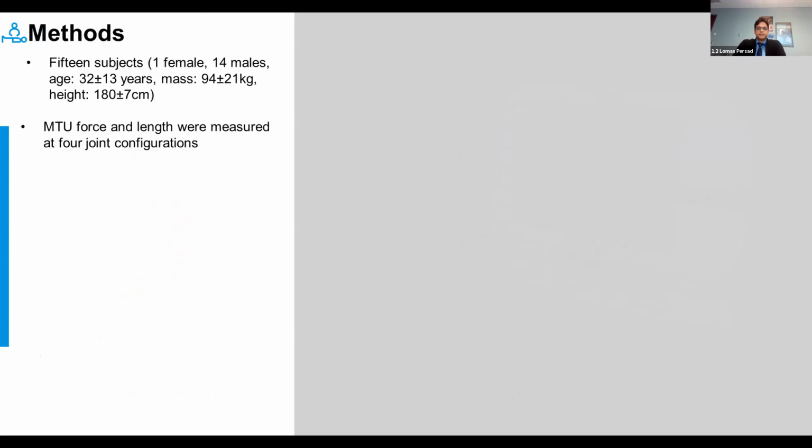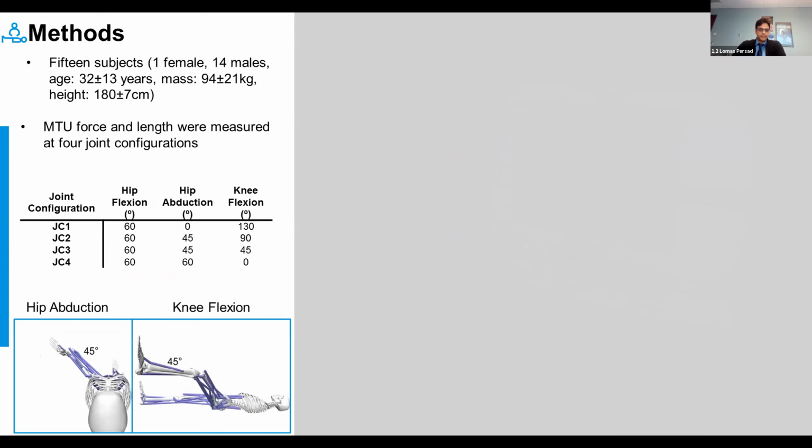Data were measured from 15 subjects who were all undergoing a muscle transfer surgery. MTU force and lengths were measured intraoperatively at 4 joint configurations, shown in the table and figure here.